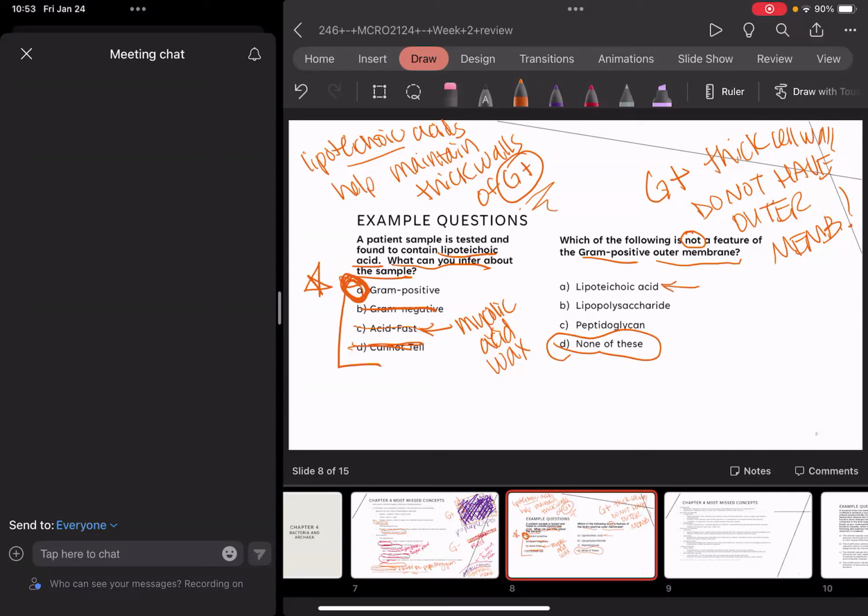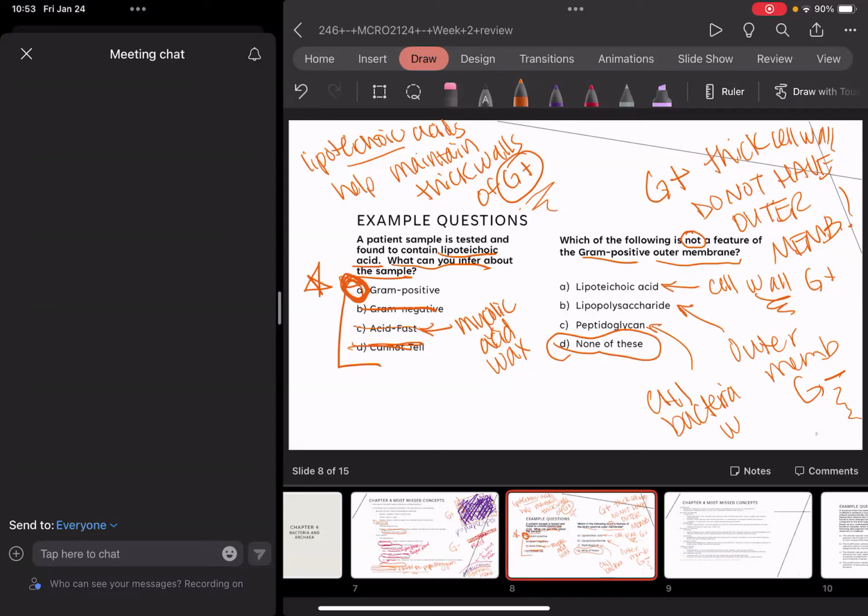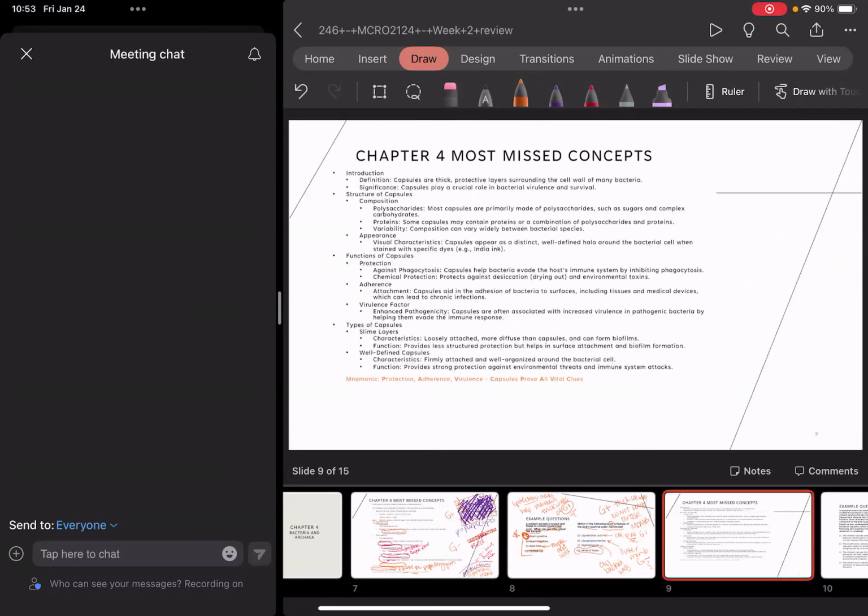Lipoteichoic acid. This is found in the cell wall of gram positives. The cell wall. Lipopolysaccharide. This is the outer membrane. This is an outer membrane of gram negatives. Peptidoglycan. This is found in all bacteria walls. So it's D. All right, next topic.